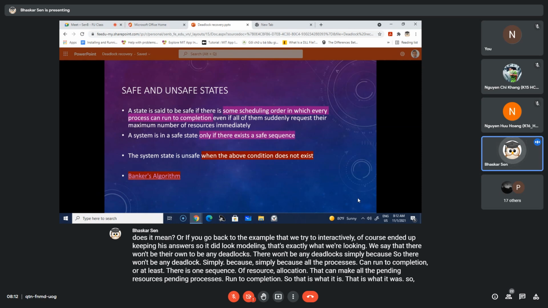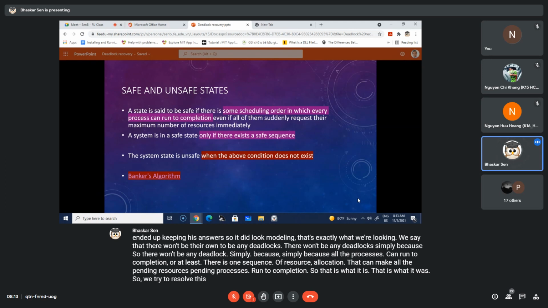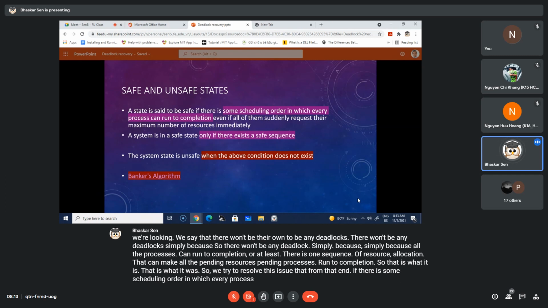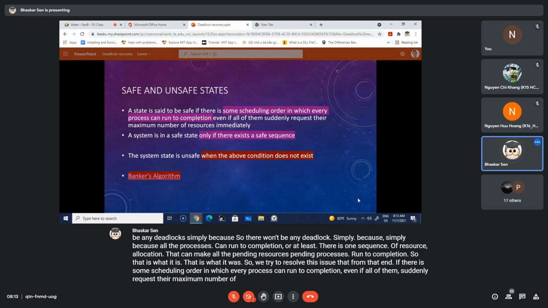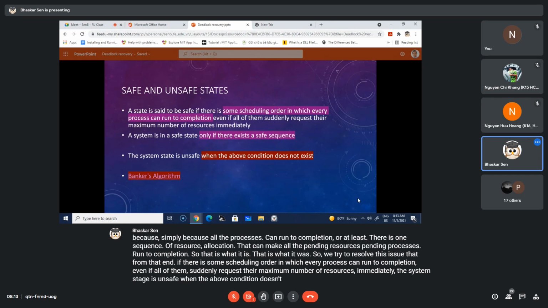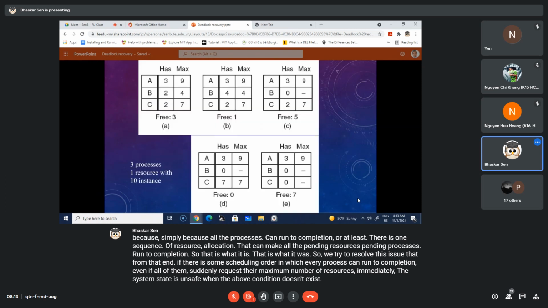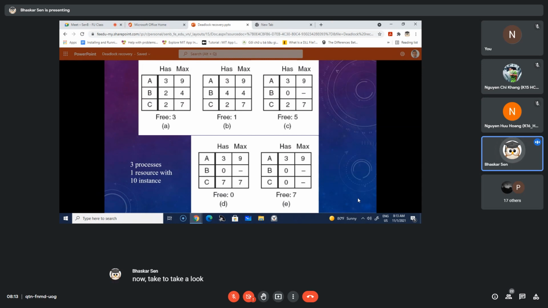So we try to resolve this issue from that end. If there is some scheduling order in which every process can run to completion, even if all of them suddenly request their maximum number of resources immediately, the system state is safe. The system state is unsafe when the above condition doesn't exist. Now take a look at this one.